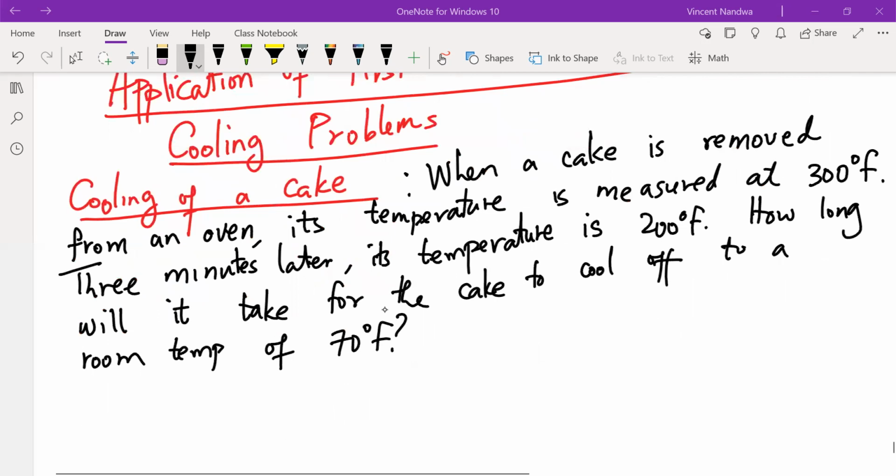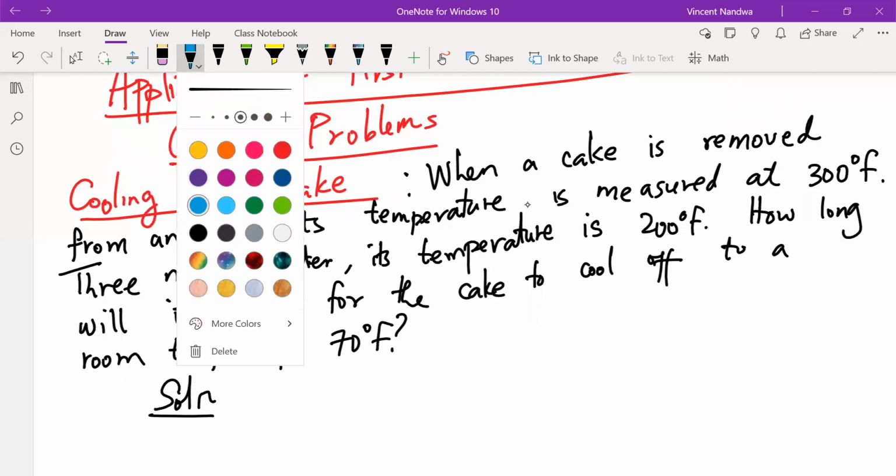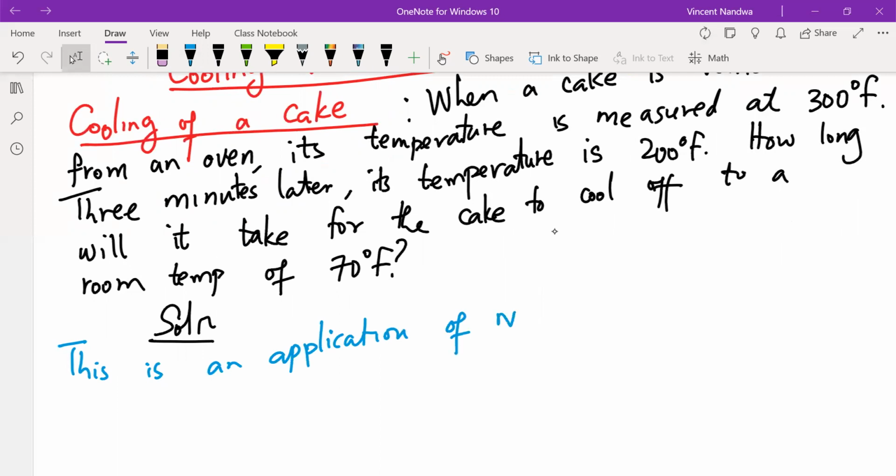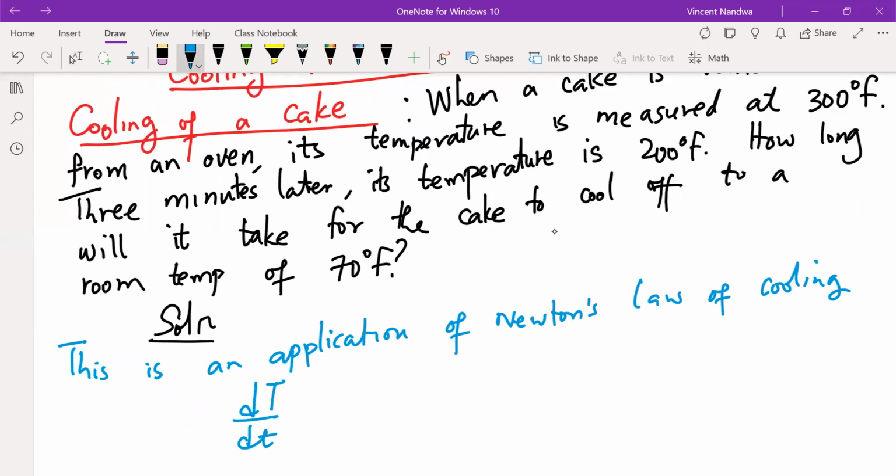So solution. This is an application of Newton's law of cooling. And Newton's law of cooling has the equation dT/dt equals k(T minus Ts), T at 0 is T naught, where T naught is the initial temperature and Ts is the temperature of the surrounding medium.